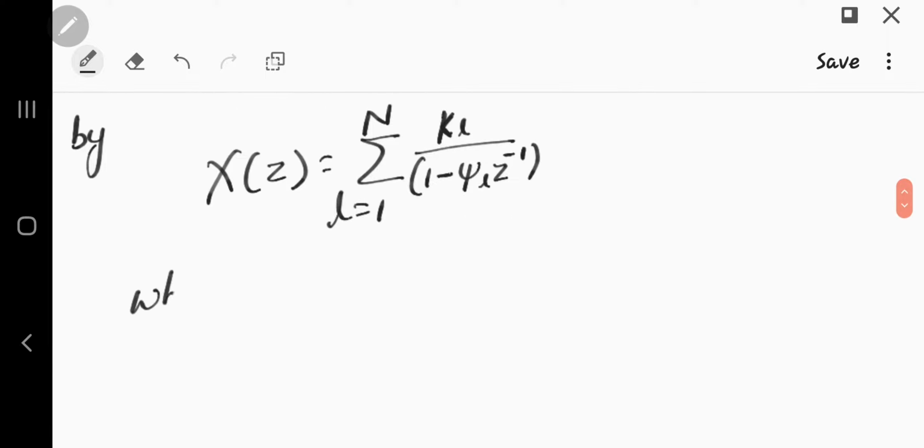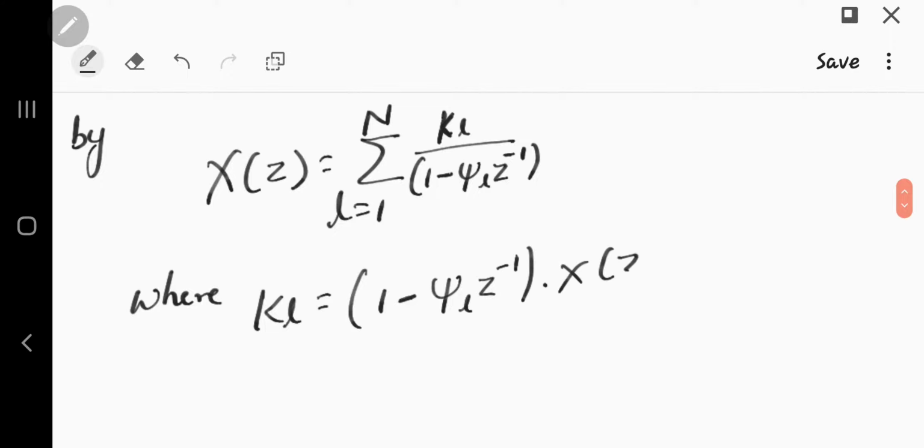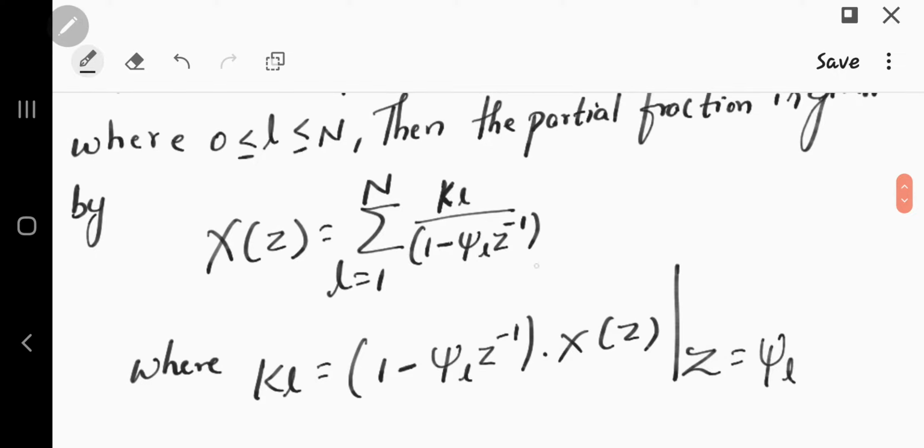Now what is this k L? Where k L is equal to 1 minus psi L z inverse into x of z, where z takes the value of psi L. So that means you will be expressing x of z in terms of partial fraction depending on the value of n, that is the power of the denominator. Now we will get one or two unknowns to find. Those will be expressed as k1 and k2. If you have three unknowns, it will be k3.